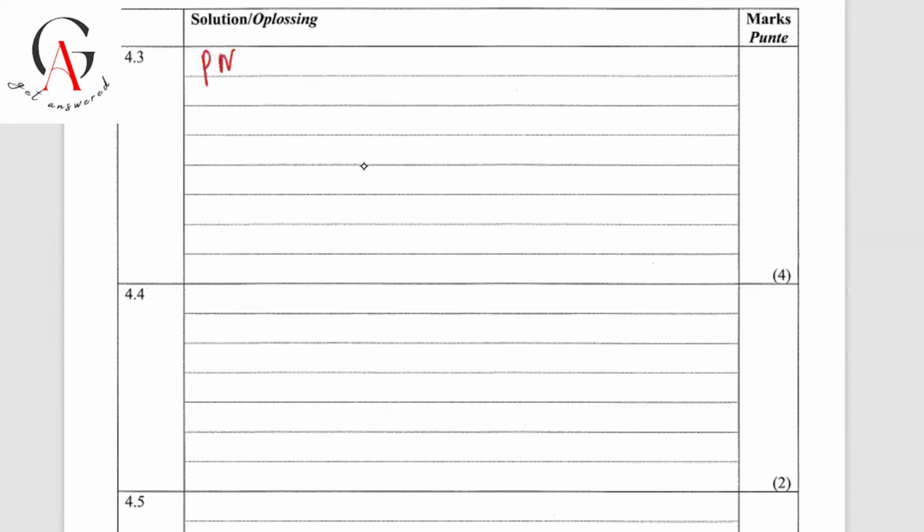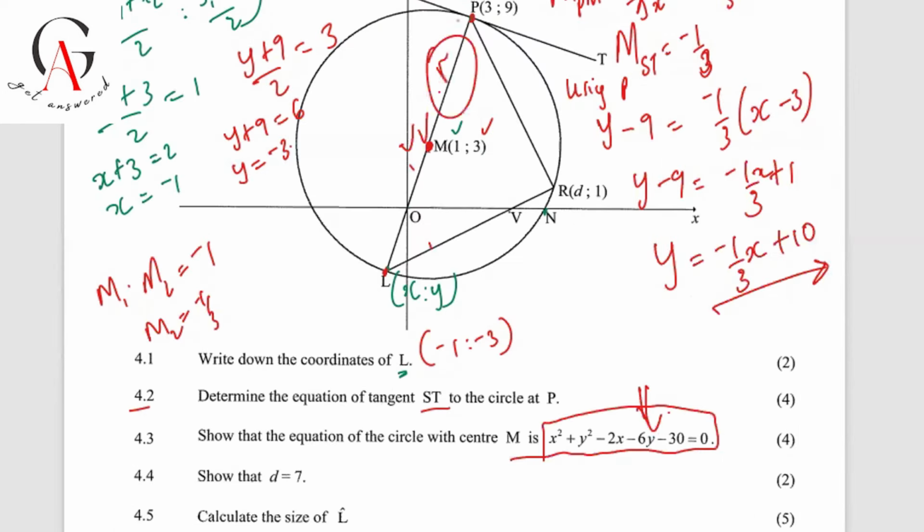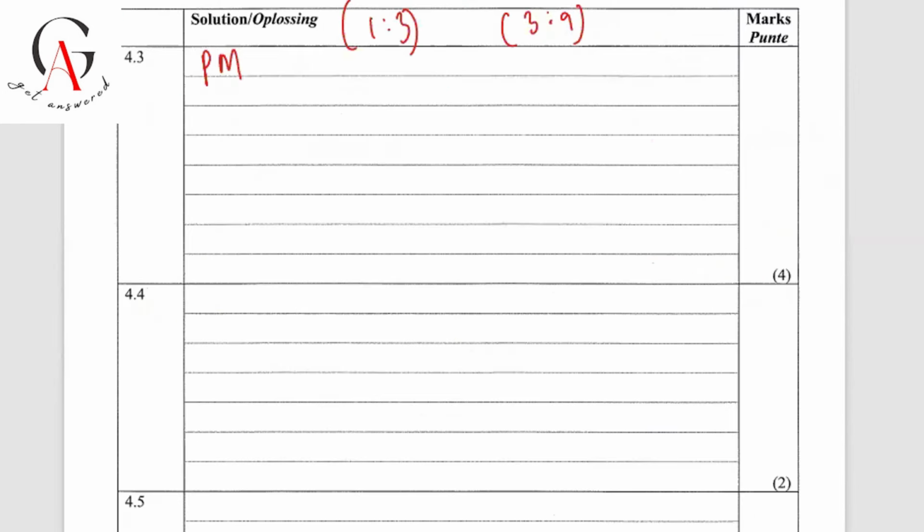So PM, remember, we have 1 and 3. Then we have 3 and 9. All right, so I would say R squared is going to be 3 minus 1 squared plus 9 minus 3 squared. So that is going to be 2 squared, which is a 4, plus 6 squared, which is a 36, which gives me 40. So my R squared is a 40.